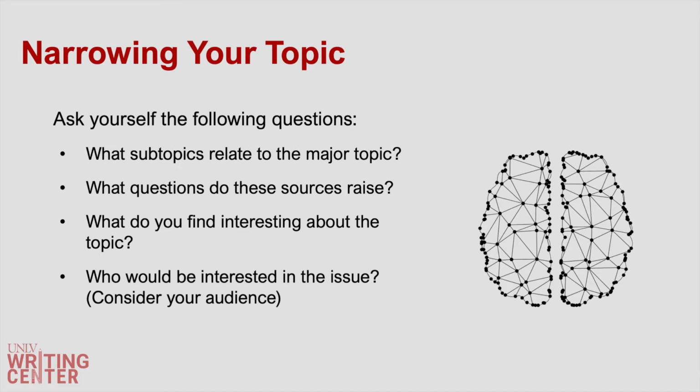What subtopics relate to the major topic? What questions did your reading raise? Start with who, what, where, when, why, and how. What do you find interesting about your topic? Who would be interested in the issue? Think about your audience. What aspects of the topic are they likely to want to read about? If this is something you are worried about, you can always ask your professor or come talk to us at the Writing Center.